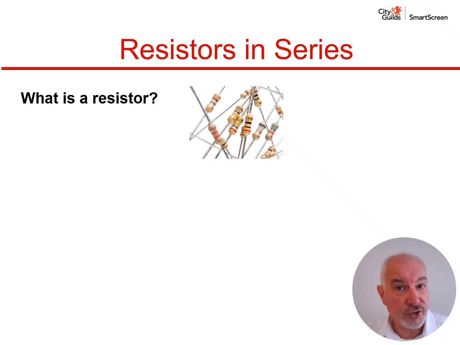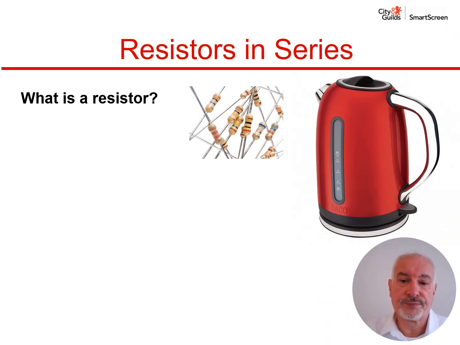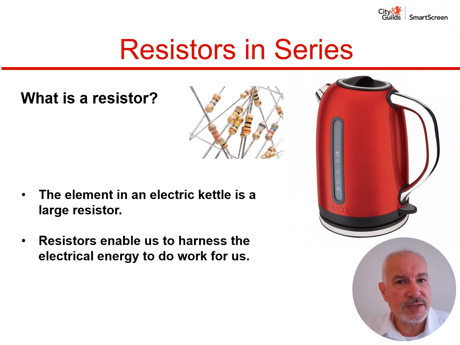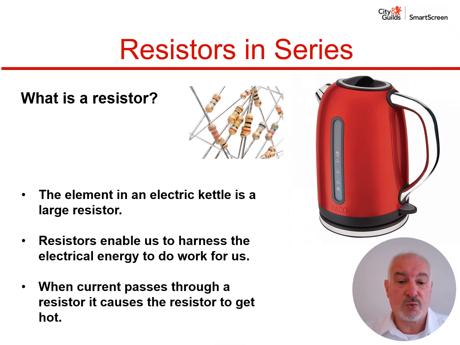But it's not just in electronics that we find resistors. This is an electric kettle. Well, the electric kettle has an element, and the element of the kettle is actually a large resistor. And it helps us to see the principle at work here with resistors, because they enable us to harness the electrical energy to do work for us. So when current passes through the resistor, in this case through the element of the kettle, it gets hot. And of course that heat heats up the water and we can have a nice cup of tea. So we're using the electrical principle there of resistance to do work for us. We're making the electricity do work for us.